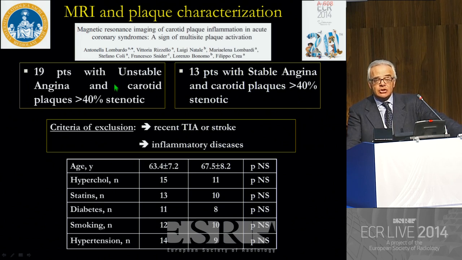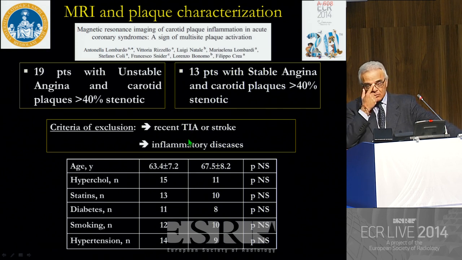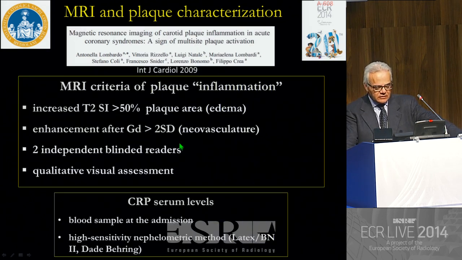19 with unstable angina and carotid plaques with non-significant stenosis, with patients with stable angina and again carotid plaques without significant stenosis. No differences were present among risk factors for these patients between the two groups. Of course, patients with systemic inflammatory disease and recent cerebrovascular accident were excluded from the study.